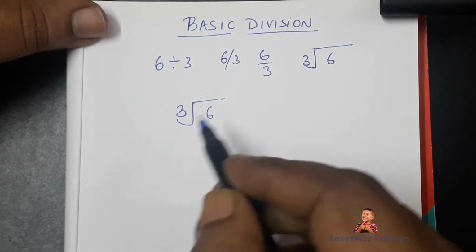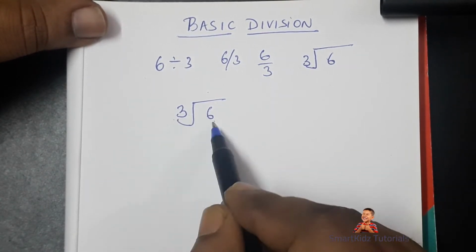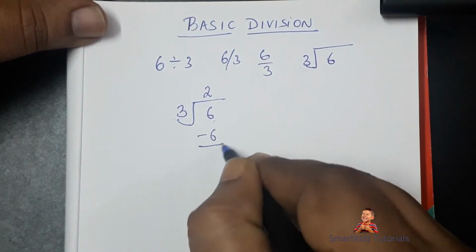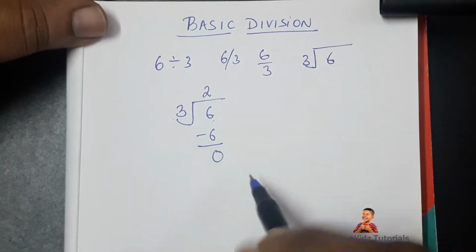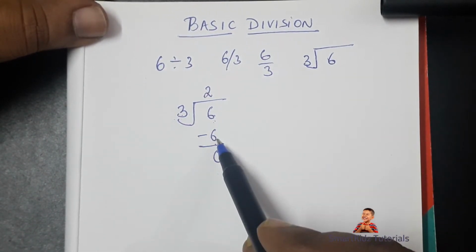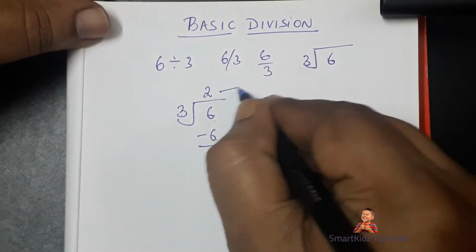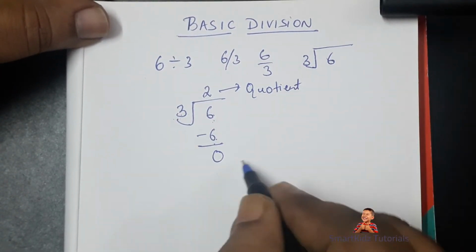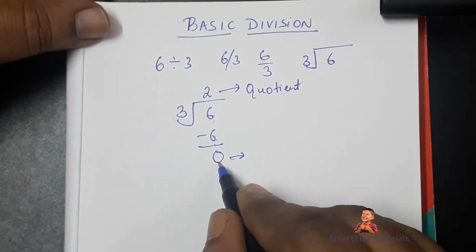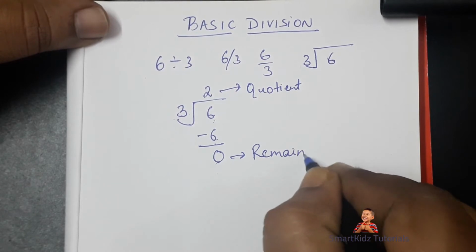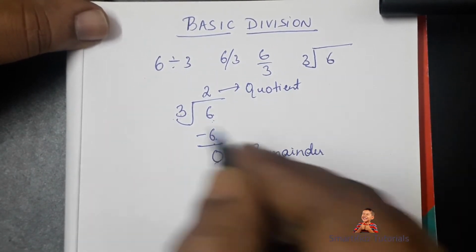here. Now when we divide 6, it is 3 into 2, we get 6, and 6 minus 6 is 0. Now how did we get 6? I multiplied 3 into 2 to get 6. Now this is known as the quotient. Whether something remains here or not, it is known as the remainder. So in this case there is no remainder.